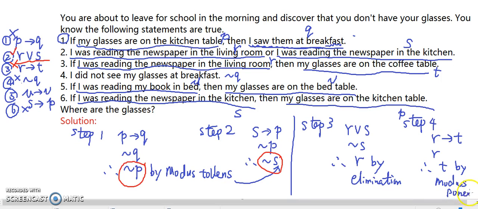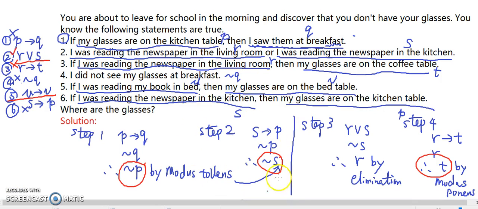Modus ponens pretty much means if you meet the condition, the conclusion must occur. So we do meet the hypothesis or condition R, so the conclusion T must occur. If we look at what T means, T means my glasses are on the coffee table. So we already found the solution. Therefore, T, that means my glasses are on the coffee table. So we've already found out where my glasses are, and you can stop there. As you can see, we didn't even use statement 5 in this case.